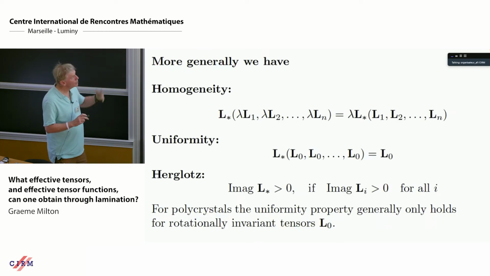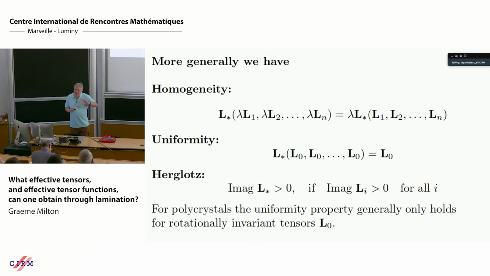And more generally, you may have some sort of polycrystalline material where the properties of the phases are tensors, which would be represented by matrices, and then the properties carry through, and in particular the Herglotz property carries through. The second property, if you've got a polycrystalline material where you've got the same crystal in different orientations, is only true if L naught is rotationally invariant.